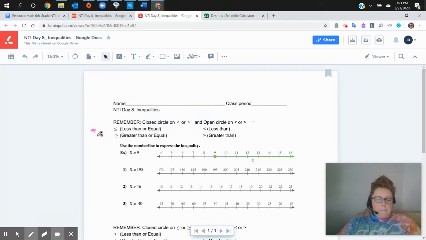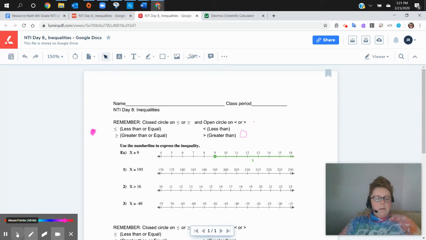So there's that closed circle. By closed circle, this is what I mean: a circle that's filled in, like this one right here. So these two right here are going to be a closed circle, and these two right here are going to be an open circle, which basically means a circle that is not colored in. Okay, let's look at some of our examples here.